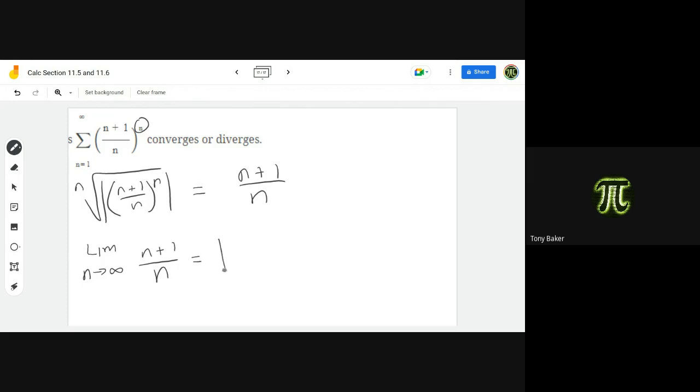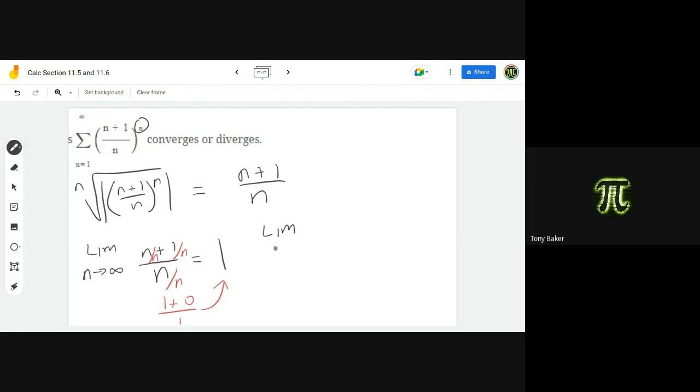It's 1. Divide them all by n. We get 1 plus 0 over 1, which is 1. All right, so this goes to 1. So the root test doesn't help me. The ratio test also will not help me. So let's look at the problem. We've got to still figure out what the thing is.